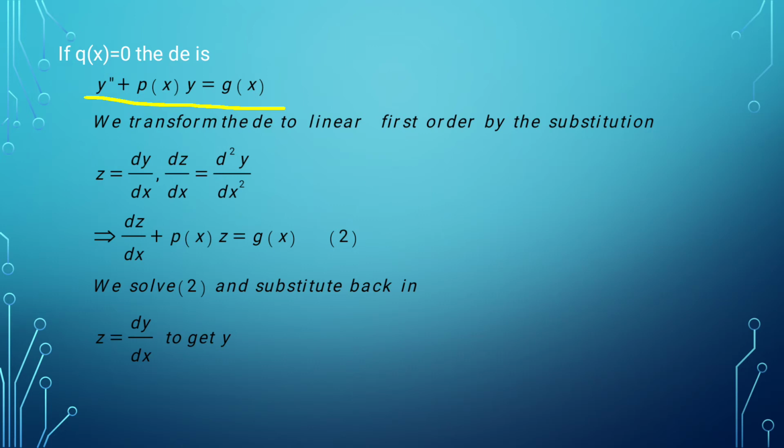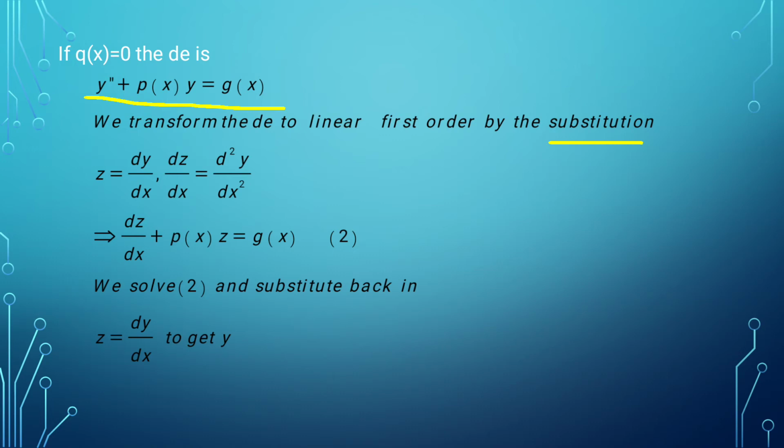Remember, a first order differential equation is one where the highest derivative is the first derivative. Here we have a second order differential equation because the highest derivative is y'', the second derivative. To transform it, we introduce a substitution: we let z be dy over dx.